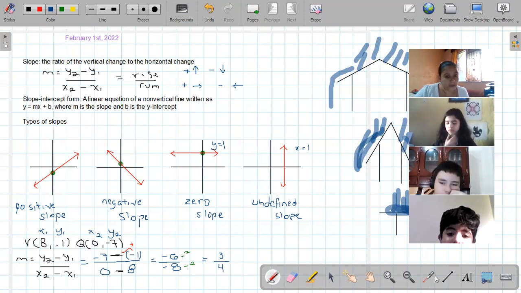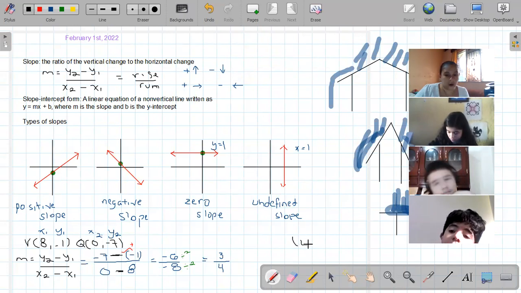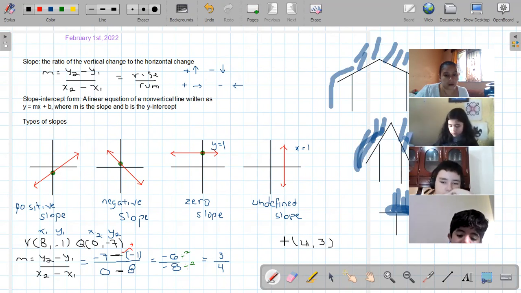Okay, let's do one more. Let's say that we have now 4, comma 3, that will be point A, and point B is going to be 4, comma negative 3.